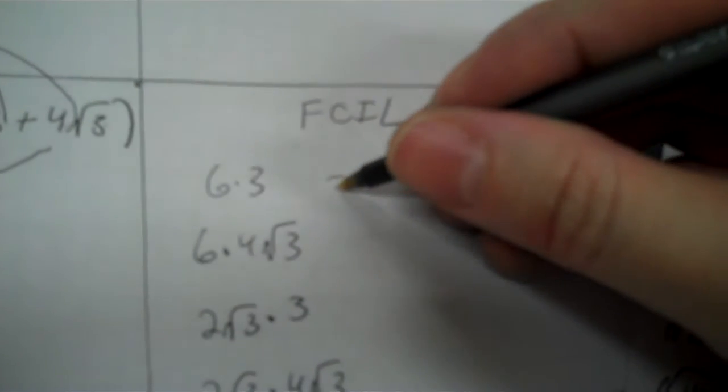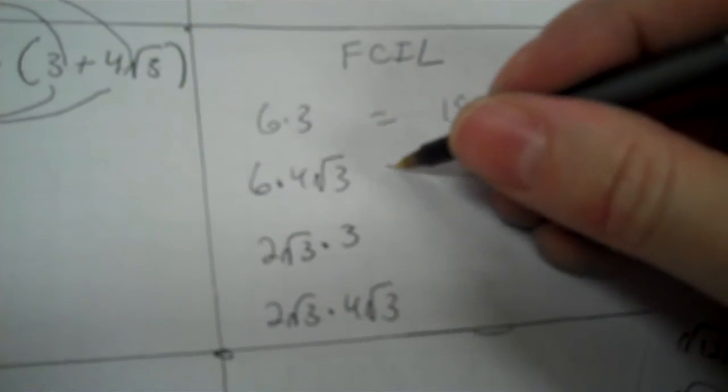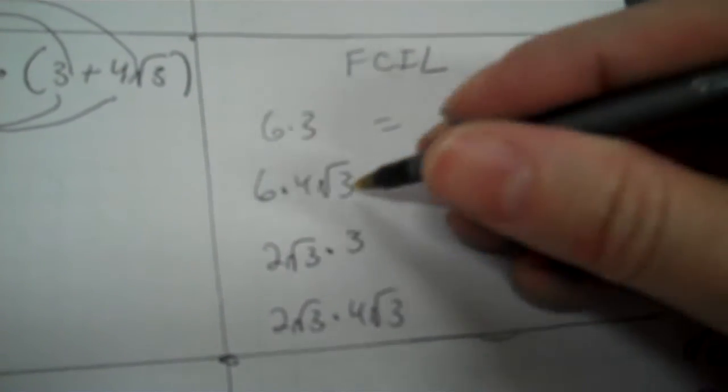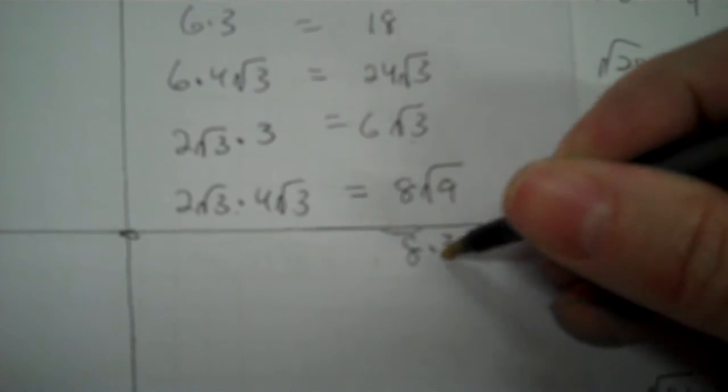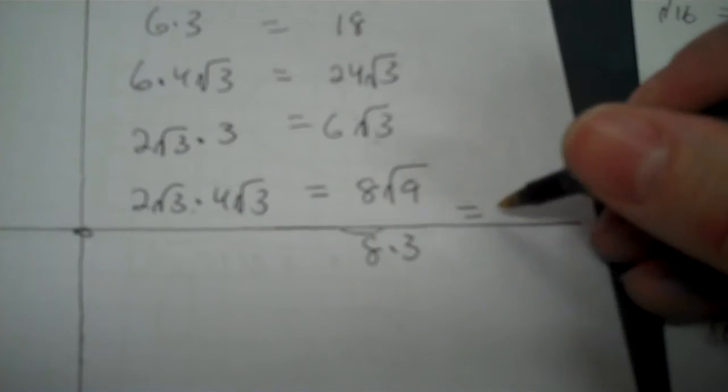So 6 times 3 is 18. 6 times 4 is 24, and I just put the radical 3 behind it. 2 times 3 is 6, and I put radical 3 behind it. Now I'm okay with the radical 3's because they don't show up here, okay, so I leave them. 2 times 4 is 8, and we need to take 3 times 3, which is 9. But the problem is radical 9's on here. That's 3. So we need to rewrite that as 8 times 3. That equals 24.